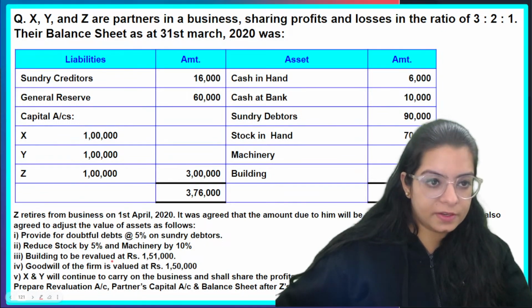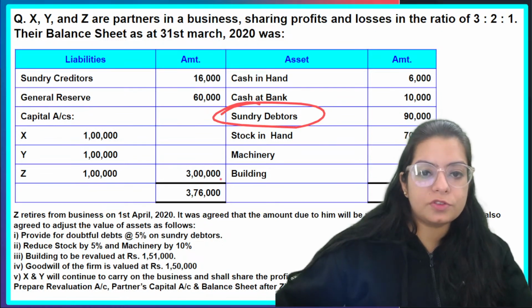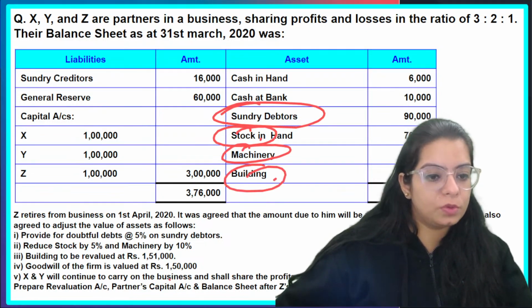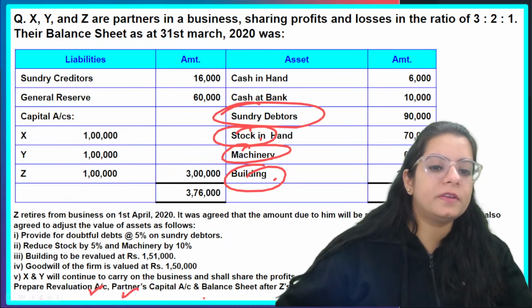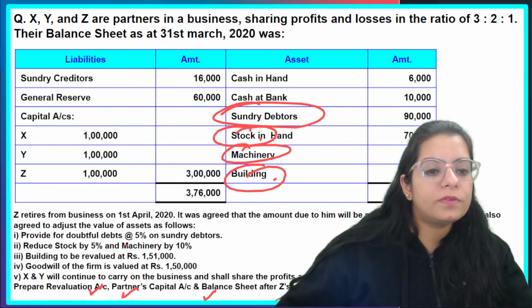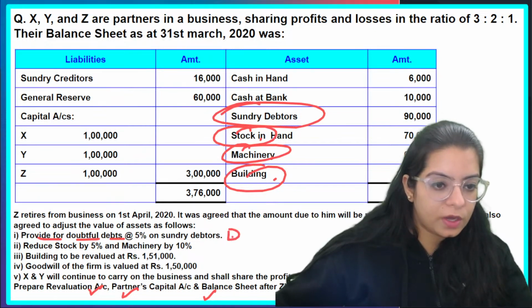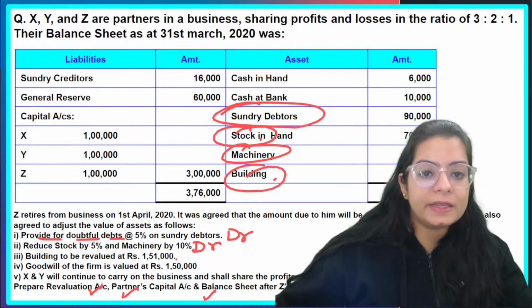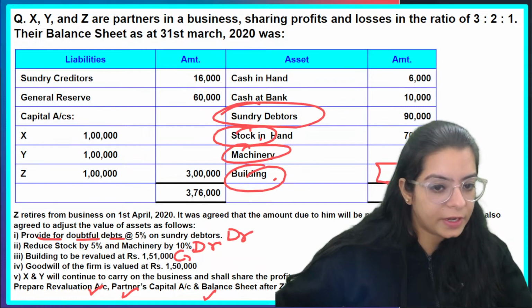फॉर एग्जाम्पल एक क्वेश्चन आपके सामने आ गया, अब देखो ये एडजस्टमेंट्स हैं, प्रोवाइड फॉर डाउटफुल डेट्स 5% ऑन सन्ड्री डेटर्स, तो यहाँ पे चेंज करना है, ठीक है जी? और स्टॉक में चेंज करना है, मशीनरी में चेंज करना है, बिल्डिंग में चेंज करना है, उसके बाद गुडविल की एडजस्टमेंट करनी है, और इस क्वेश्चन में हमें क्या क्या बनाना है, रिवैल्यूएशन, पार्टनर्स कैपिटल, बैलेंस शीट। तो अगर हमें डाउटफुल डेट्स का प्रोविजन बनाना है तो ये खर्चा है तो डेबिट होगा, स्टॉक रिड्यूस हो रहा है, मशीनरी रिड्यूस हो रही है, डेबिट होगा, बिल्डिंग रीवैल्यू होकर इंक्रीज हो गई, देखो पहले 1,40,000 की थी अब 1,51,000 की हो गई, तो क्रेडिट होगा, है ना?